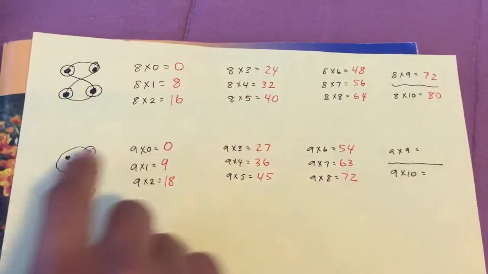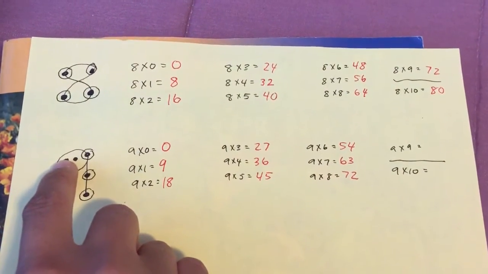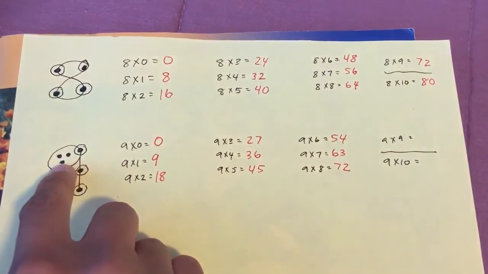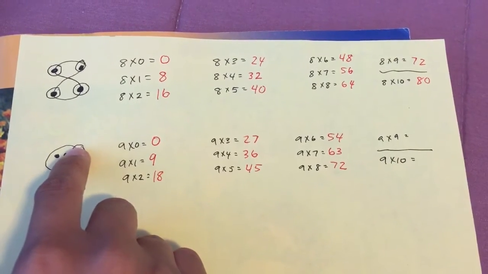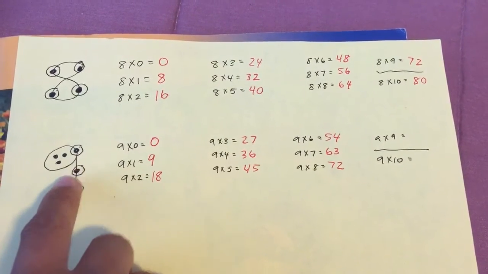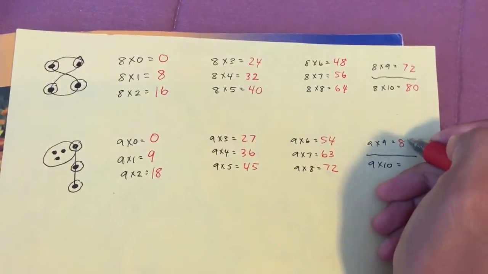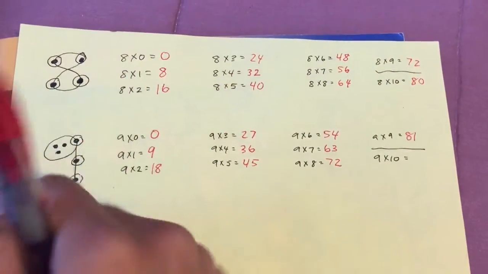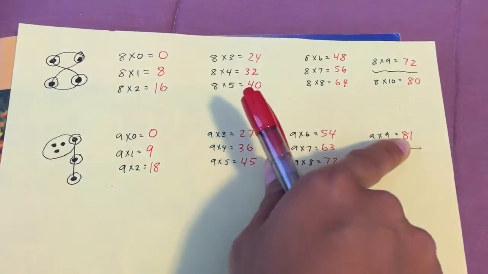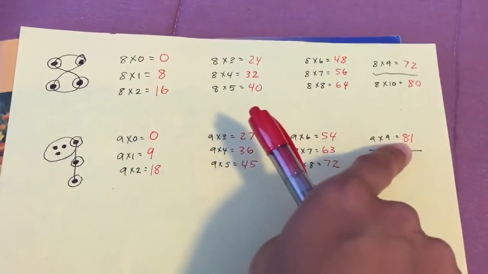The number after 72 is 73. 73, 74, 75, 76, 77, 78, 79, 80, 81. 9 times 9 is 81, and we're hoping that 9 times 10 is going to be 90, but let's use TouchMath to make sure that none of these might have been a mistake.